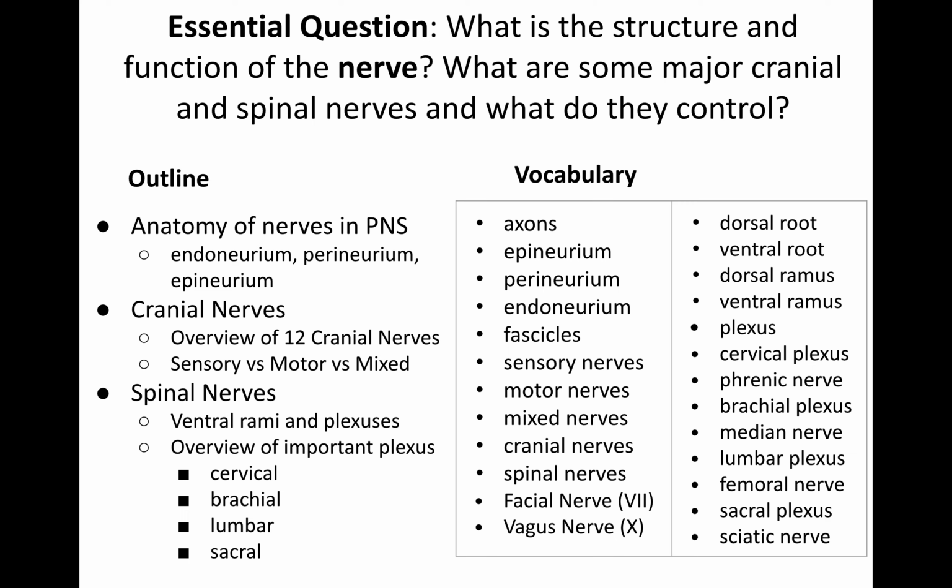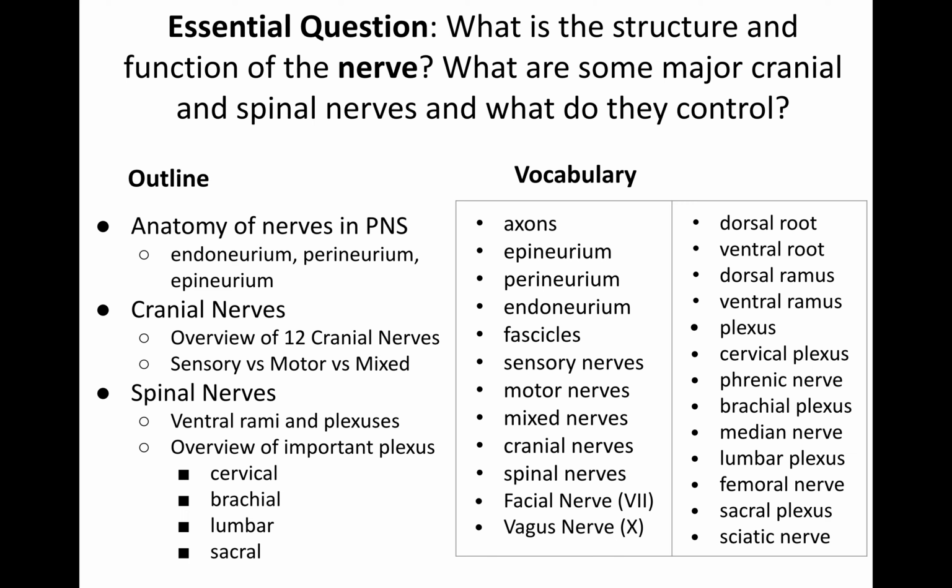Hi everyone. In this lesson we're going to cover cranial and spinal nerves of the peripheral nervous system. When we say cranial nerves, we mean nerves in the peripheral nervous system that hook back into the CNS by connecting directly to the base of the brain. And when we say spinal nerves, we mean nerves in the peripheral nervous system that hook back into the central nervous system by connecting through the spinal cord.